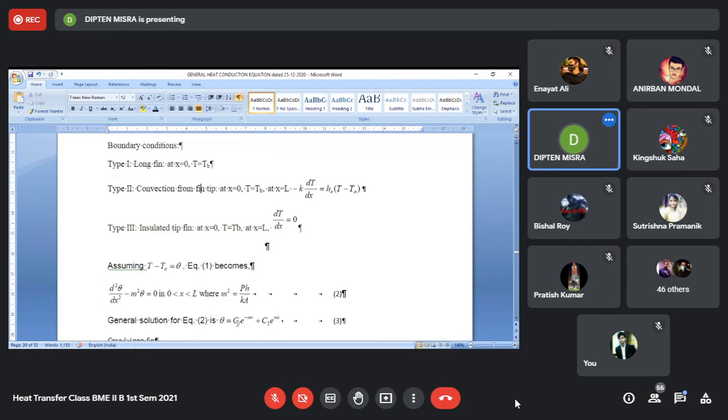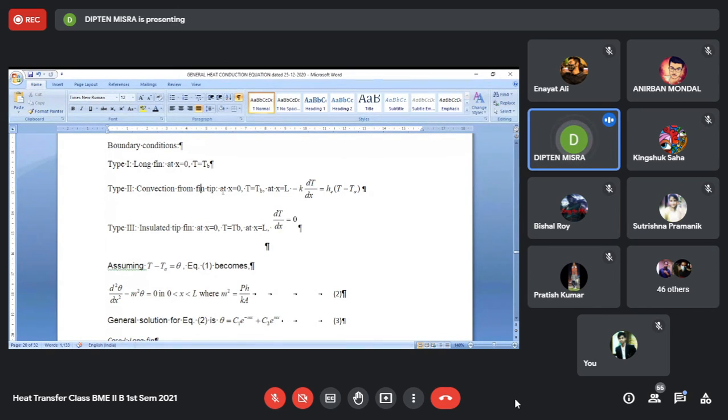So when x equal to L, d theta dx equal to how much? It will be equal to c1 into minus m e to the power minus mL plus c2 into m into e to the power mL. So here we'll put this thing for d theta dx at x equal to L, and what will be the value of theta? That is equal to c1 e to the power minus mL plus c2 into e to the power mL. We'll put this into this second boundary condition, and we'll get another equation in terms of c1 and c2.